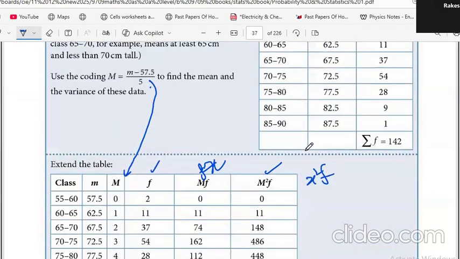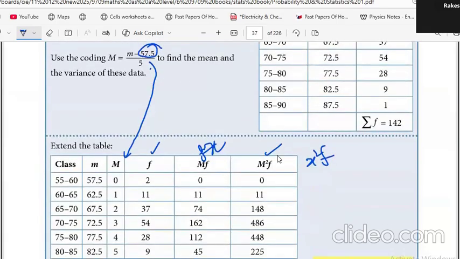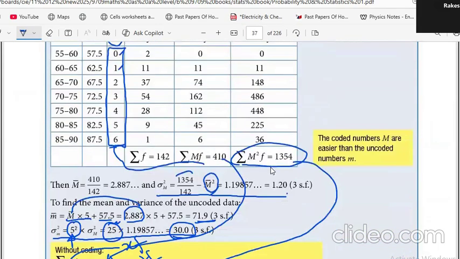Like here, if you're subtracting 57.5 from the data, if this was the original data, this is x and this is the frequency. If you subtract 57 and divide by 5, x will become 0, 1 and so on, very simple, the numbers will become very small. So now xf will become 410, x square f will become 1354.